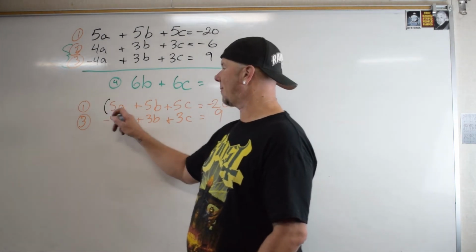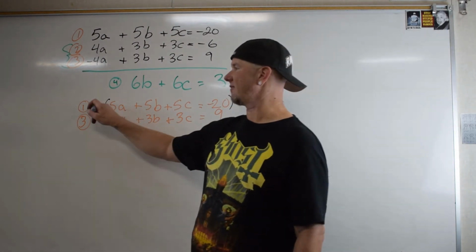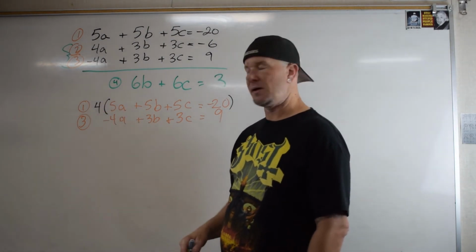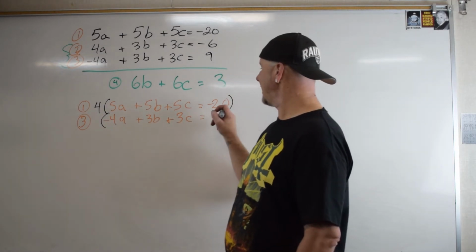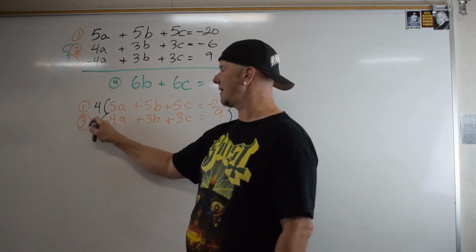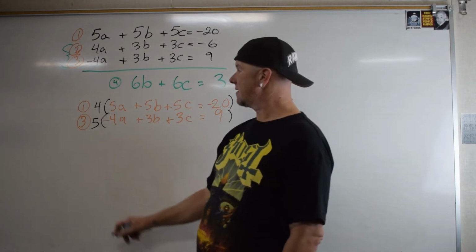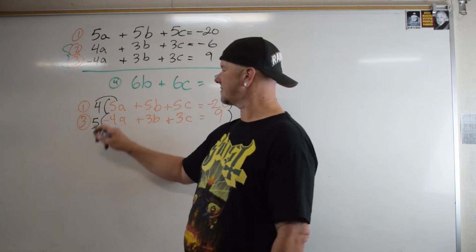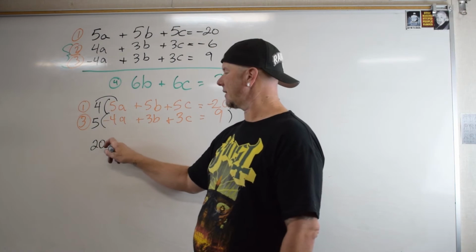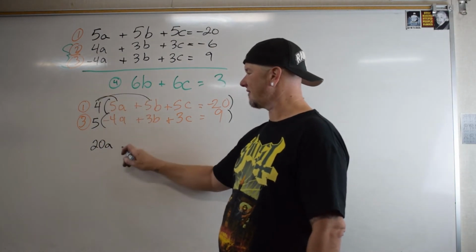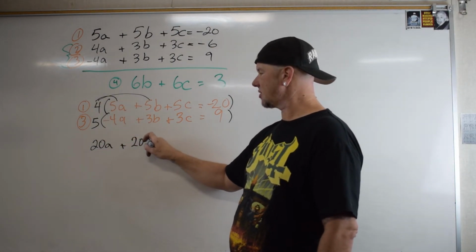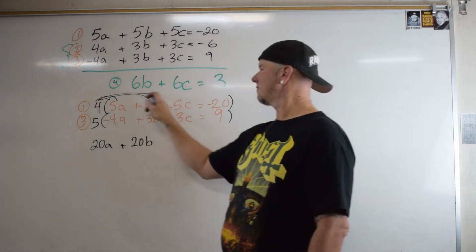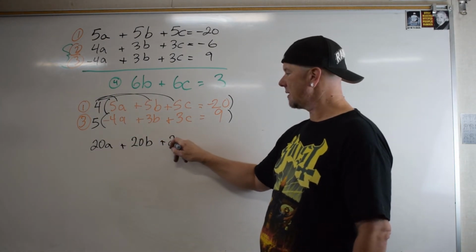Here, to make it a negative 20, I'd have to multiply by 5. So if I do that, 4 times 5a is 20a. 4 times 5b is 20b. 4 times 5c is 20c equals 4 times negative 20 would be negative 80.